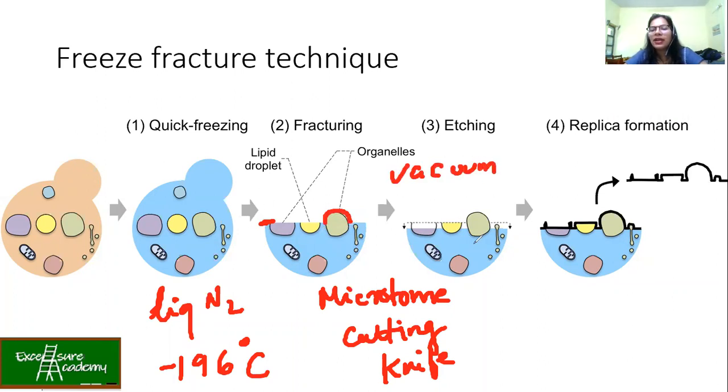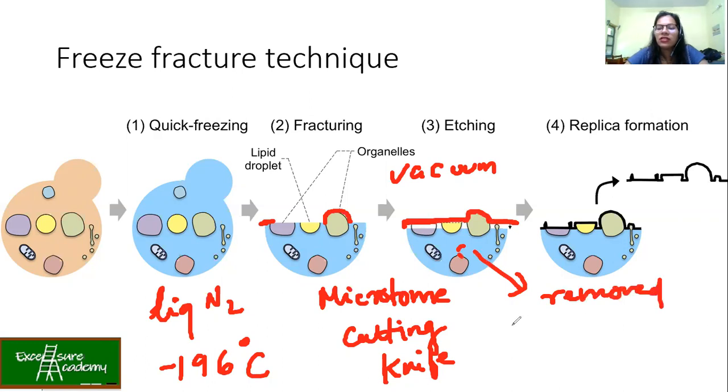Now how do you make the replica? By plating it with the carbon and the platinum. So what will happen? You will get such kind of structures. Now we put the acid so that this portion will be removed, and now I just have this replica. So this replica will be taken to study with the help of the electron microscope.